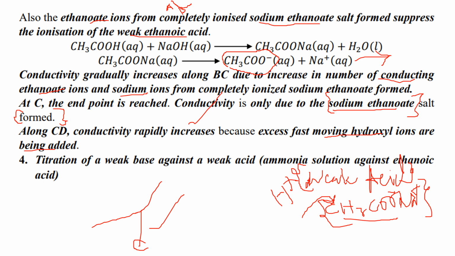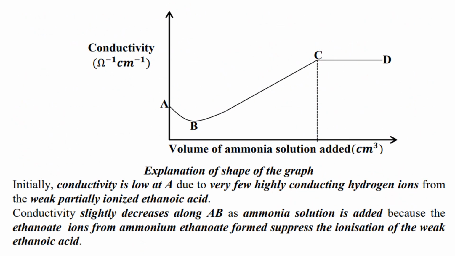Now this is going to take us to our titration graph number 4, which is the titration of a weak base against a weak acid. For example, if you're having ammonia solution against ethanoic acid. So you're going to have your graph, which is conductivity against the volume of your base, which is your weak base, ammonia solution, that you're adding.